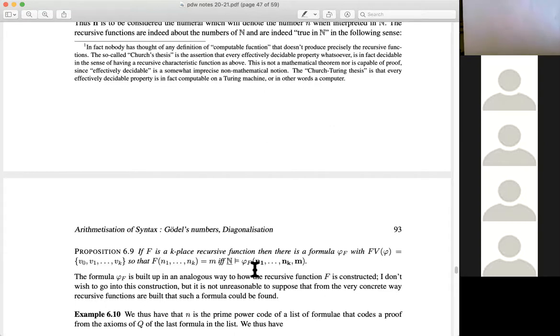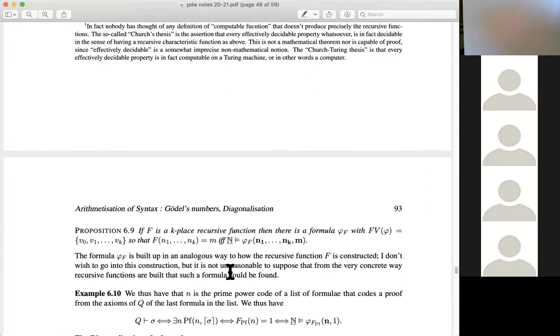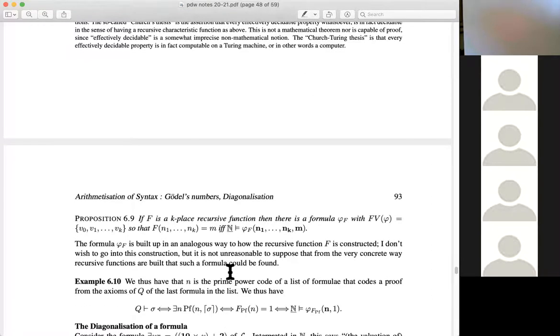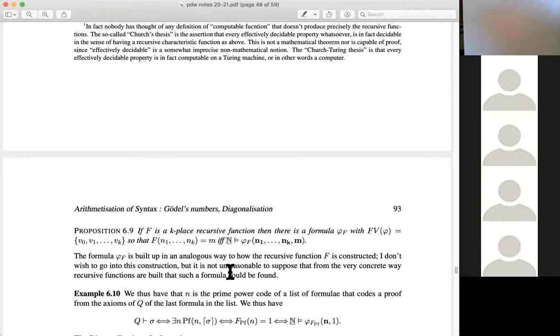And likewise, when we build something up in a more complicated fashion from the basis functions, there's a way of doing it. So you just write down that way of doing it to give you this formula phi. So in short, the recursive functions are just definable in the standard model of arithmetic. There's a formula that we can write down that describes them. Okay.